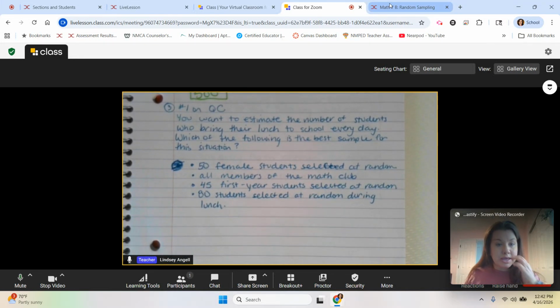Number 3 is number 1 on your quick check. You want to estimate the number of students who bring their lunch to school every day. Which of the following is the best sample for this situation? Okay, so let's see here. For this one, 50 female students selected at random.